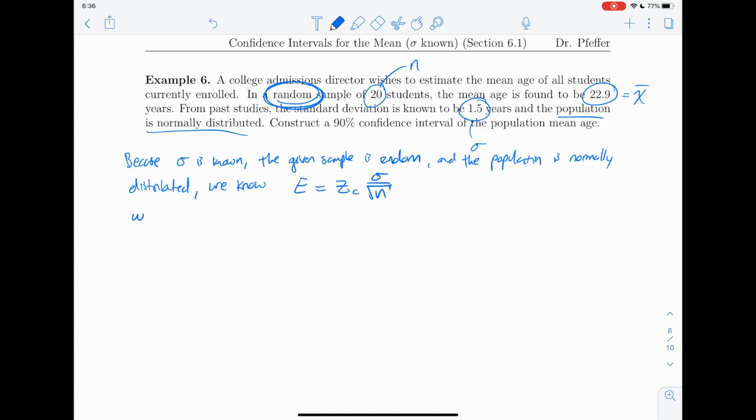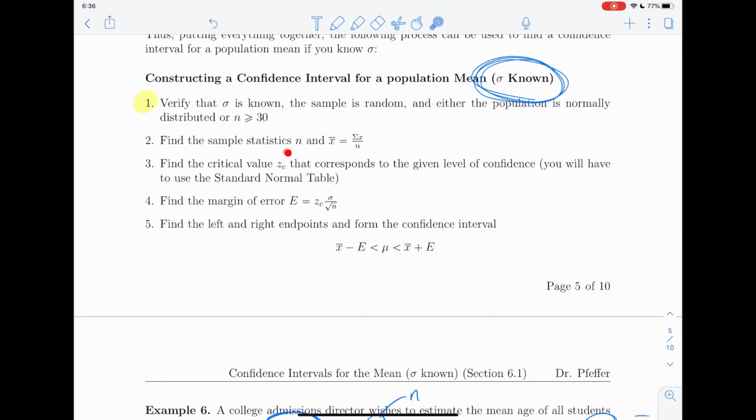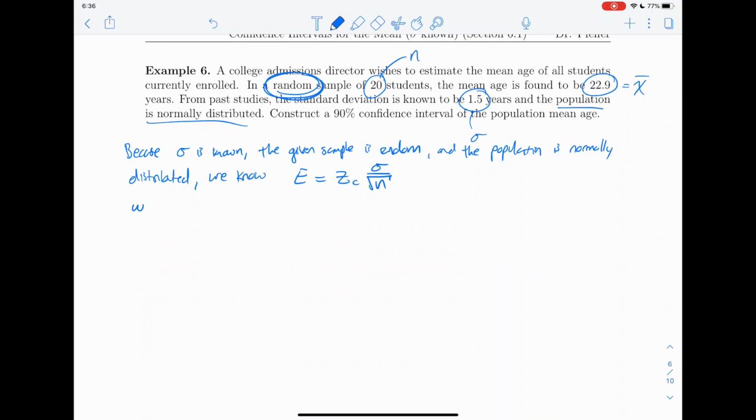Now we move on to step 2. Step 2 was item collection. We had to find the sample stats n and then x bar, and then step 3 says find z sub c. So with the given information we have, we know that n is equal to 20, x bar was taken to be 22.9, and sigma, the standard deviation of the population, was 1.5. So with this information, we now find z sub c when the c is given to be 90%.